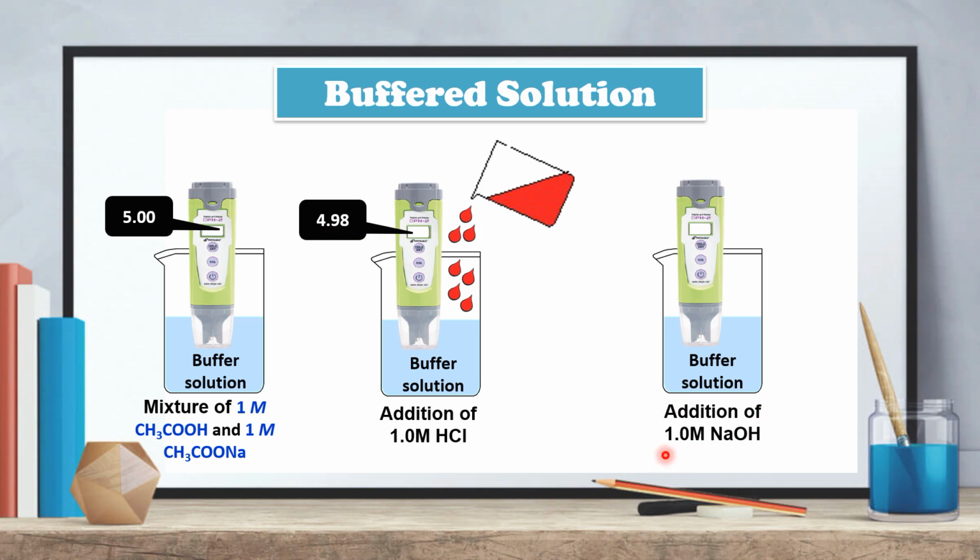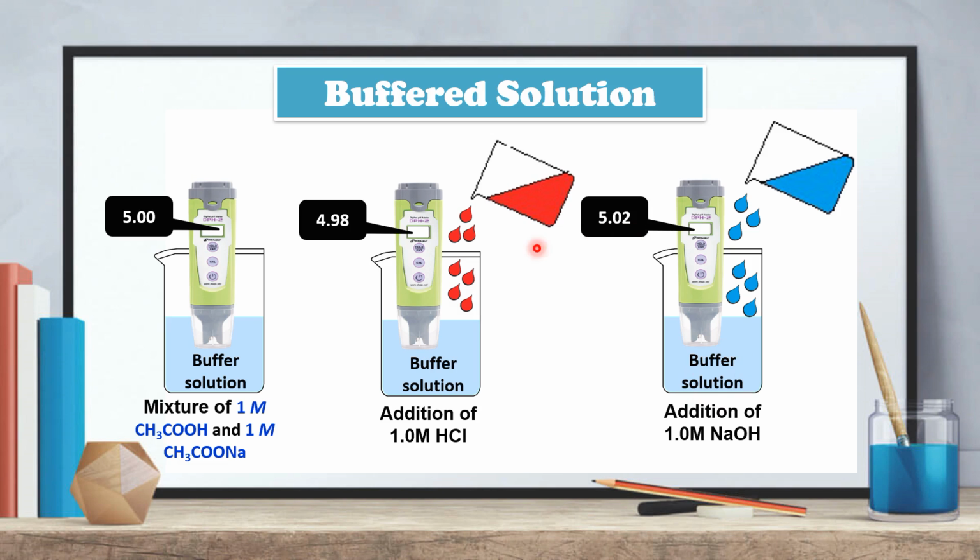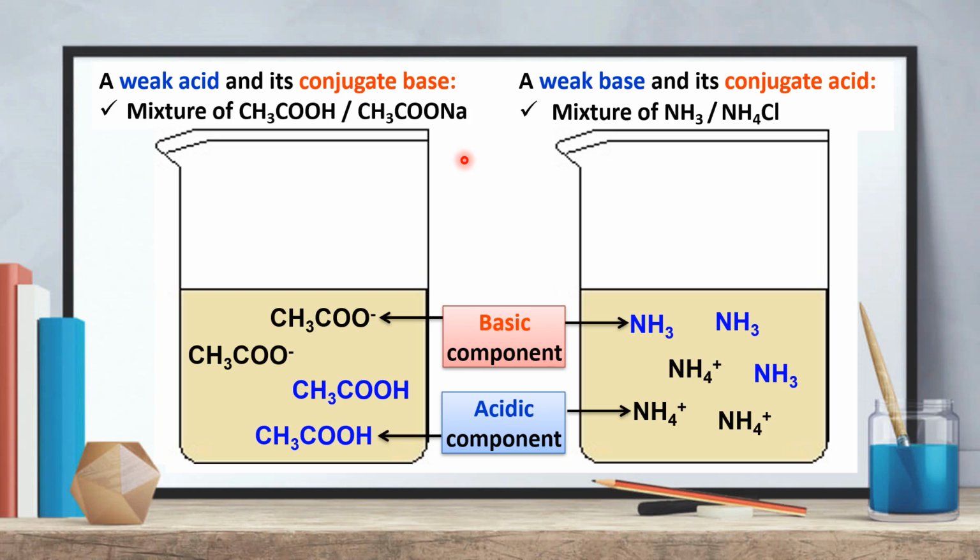What will happen with the addition of 1 molar NaOH? When we add more NaOH, the concentration of OH minus inside the buffer solution will increase. However, the buffer solution is able to control its pH and it remains 5.02. So we can see that after the addition of strong acid and strong base, the pH is not much affected. A buffer solution refers to a solution with a mixture of a weak acid and its conjugate base.